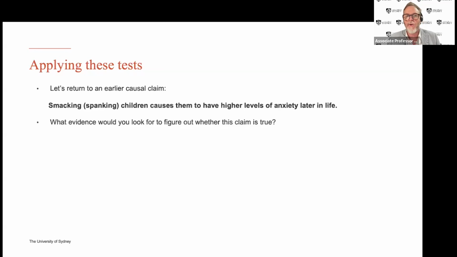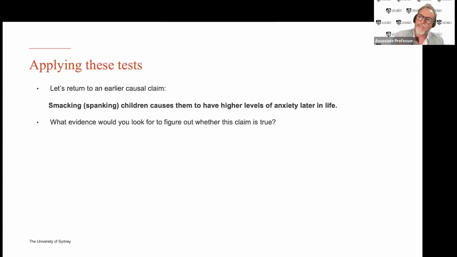Okay, so we're at the end of the content, and we're going to come back to this question. How are we going to evaluate a causal claim like smacking children causes them to have higher anxiety levels later in life? What evidence would we look for to figure out whether that claim is true?